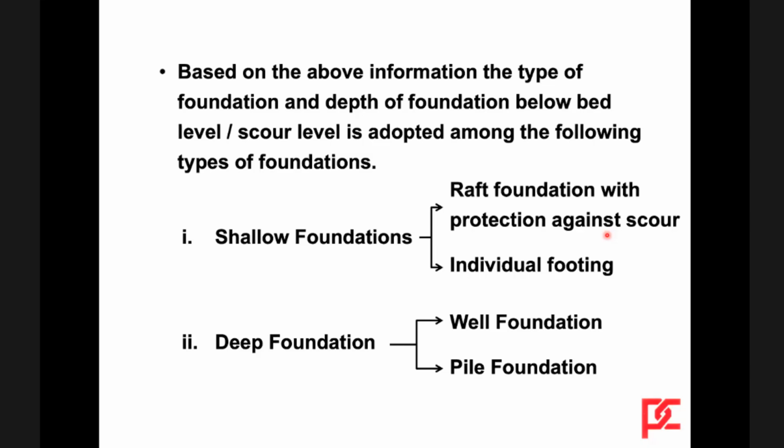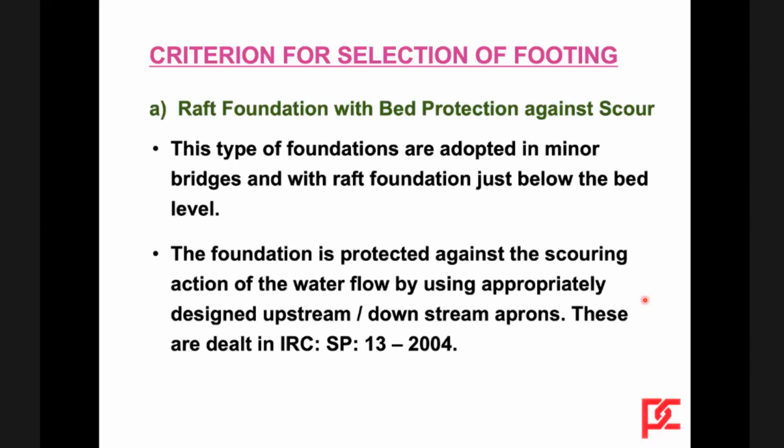For the deep foundation, either well foundation or pile foundation. And the criteria for selection of these foundations: first, raft foundation with bed protection against scour. This type of foundation is adopted in minor bridges with the raft foundation just below the bed level. The foundation is protected against scouring action using appropriately designed upstream and downstream aprons. These are dealt with in IRC SP 13.